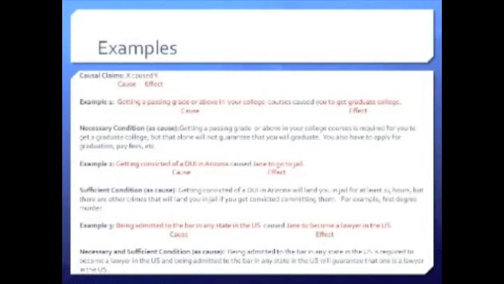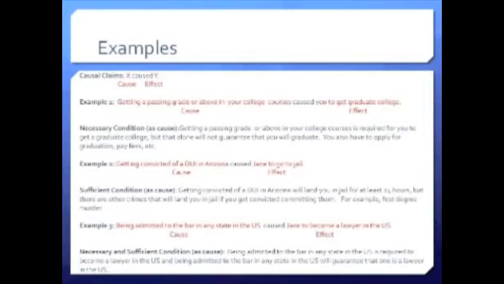not a necessary condition. A necessary and sufficient condition as a cause is a condition that is both necessary and sufficient for bringing about the effect. It is a condition that is required for the effect to occur, as well as a condition that will guarantee that the effect will occur. For example, being admitted to the bar in the United States is a necessary and sufficient condition that causes Jane to become a lawyer in the U.S.